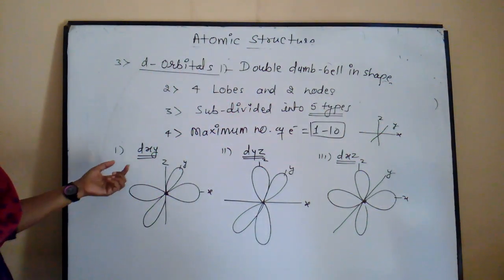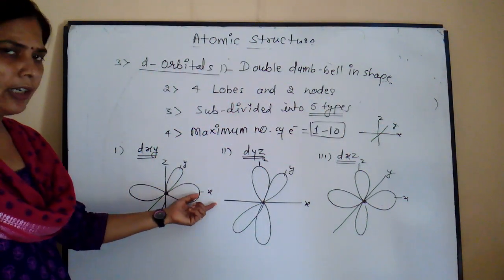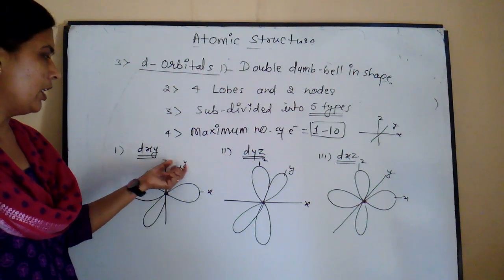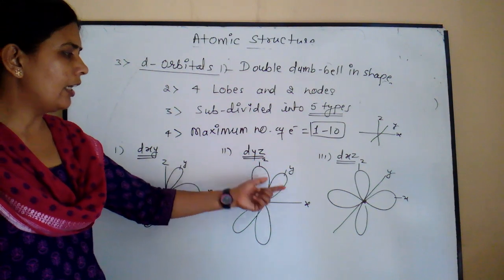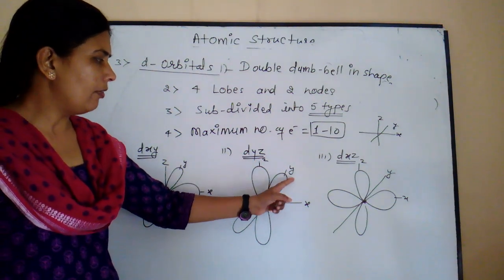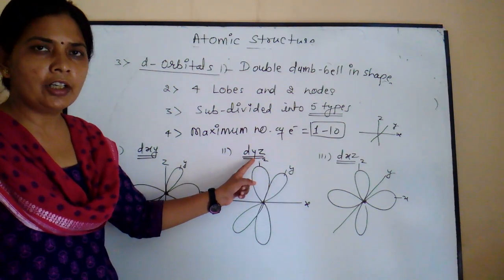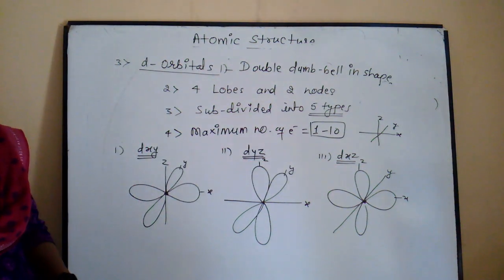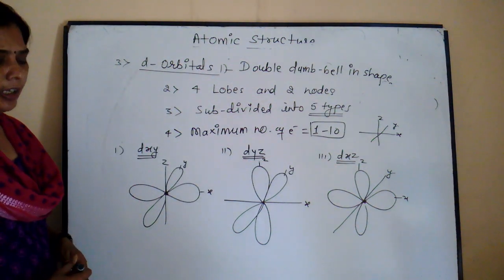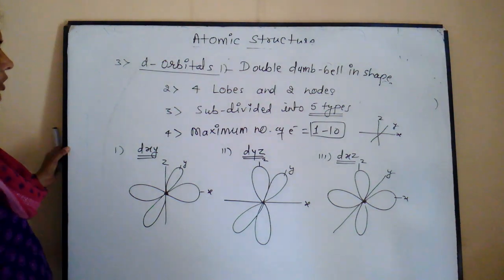So the first 3 types: dxy, one present in x direction, another in y direction. That's why they are called dxy. Second, dyz, one present in y direction, another in the z direction. Third, dxz, one d orbital present in x direction, another in z direction. All having the same energy.